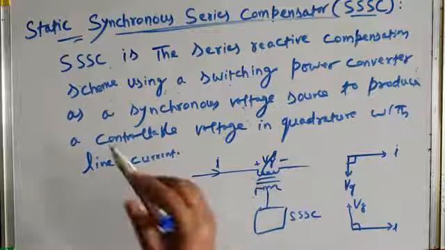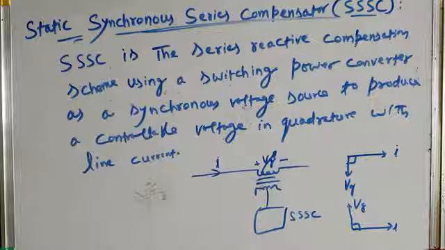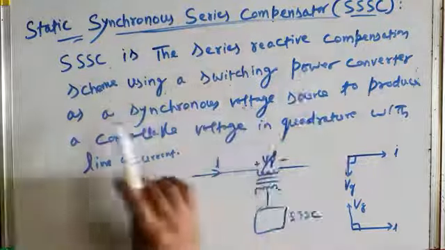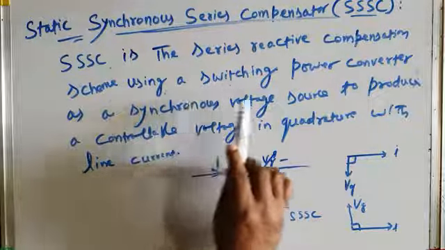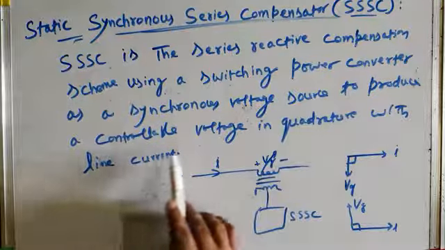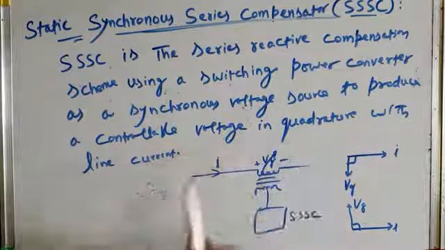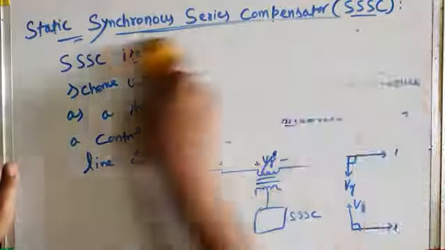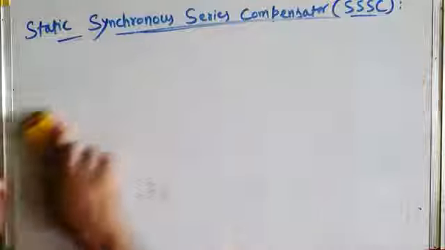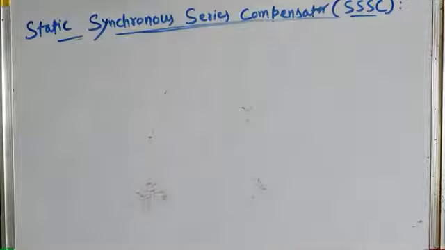So therefore, as per IEEE and CIGRE definition, SSSC is nothing but a series reactive compensation scheme using a switching power converter as a synchronous voltage source to produce a controllable voltage in quadrature with line current. Let us see how it produces the voltage which is injected in series with the transmission line and which is in quadrature, that is at 90 degrees, with the line current.